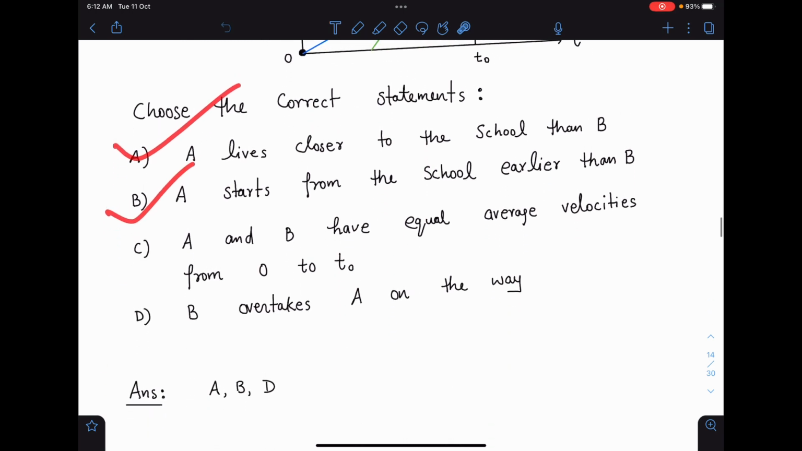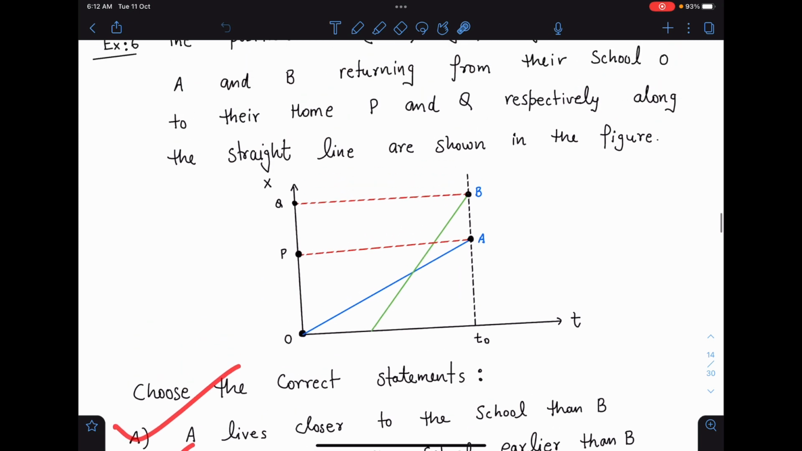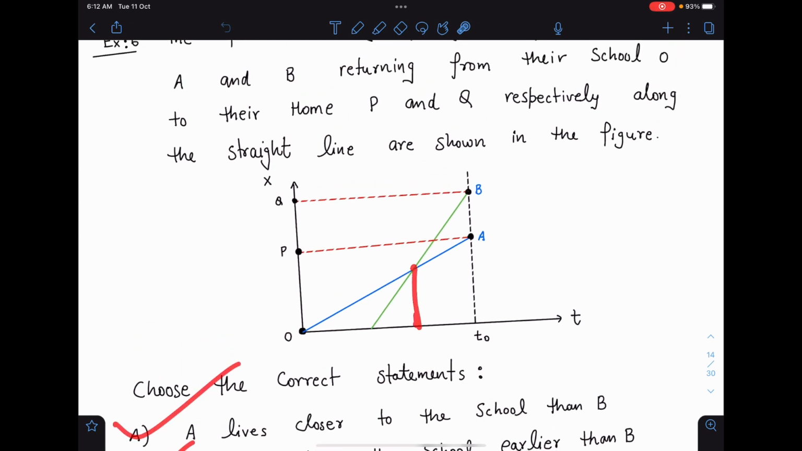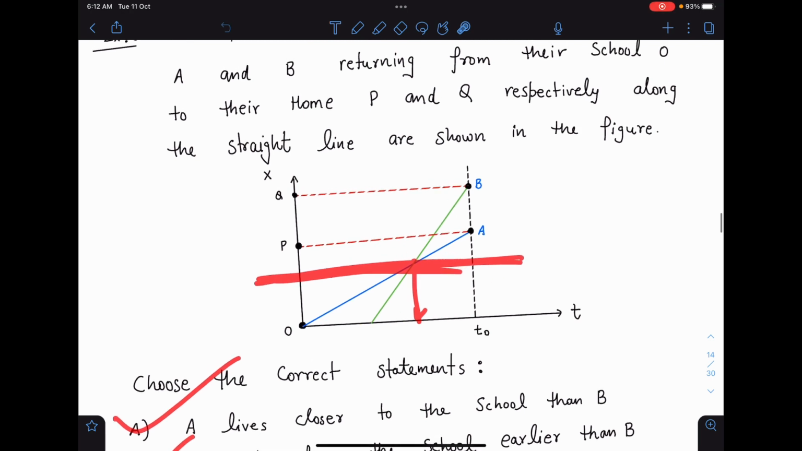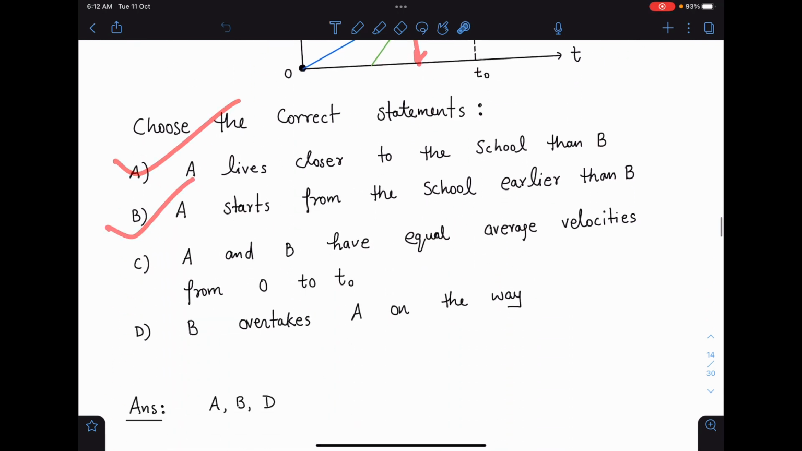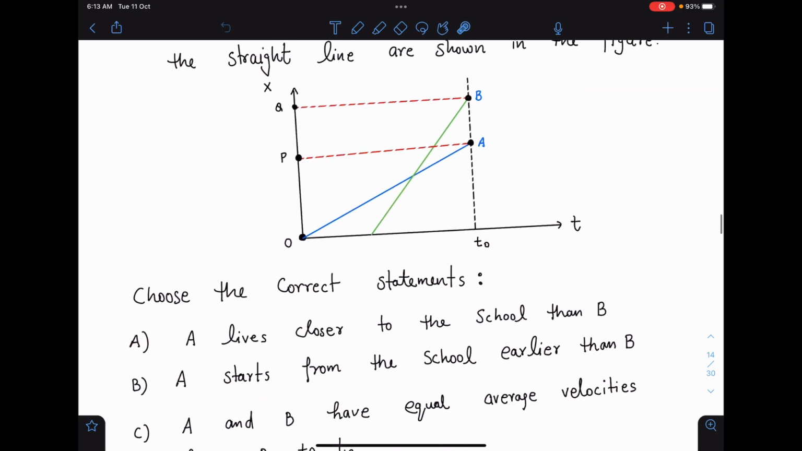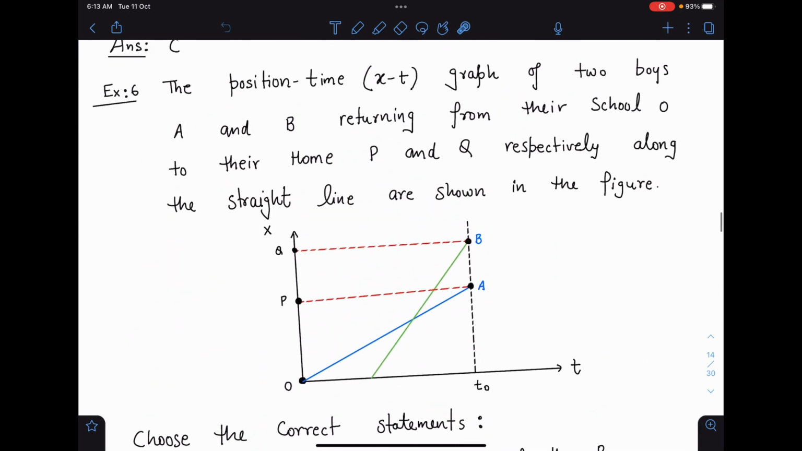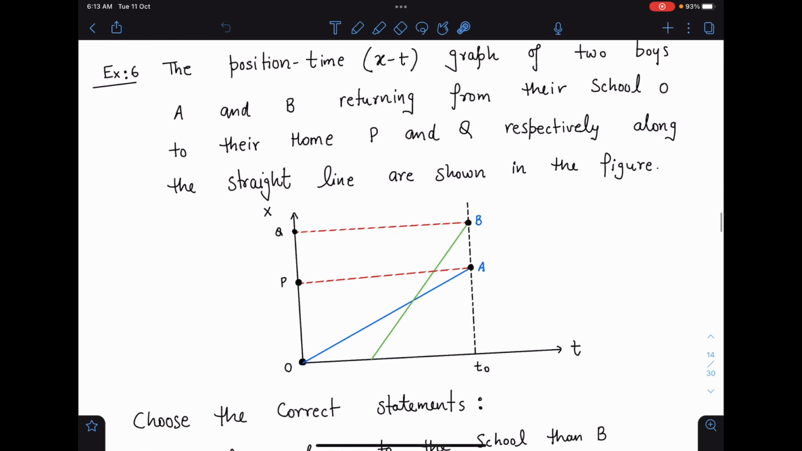B overtakes A on the midway. Yes, this will happen. This is the point where it will overtake, because you can see they are at the same displacement. So A was moving slower, probably walking, and B waited at the school for the bus to come, and then he is crossing him in the midway. So A, B and D is the right answer. This is how you can read the graphs, and I hope you are getting a good idea how exactly we can read the graphs.